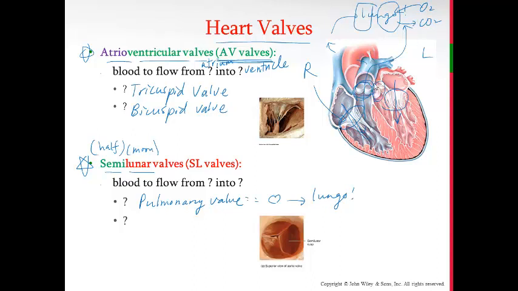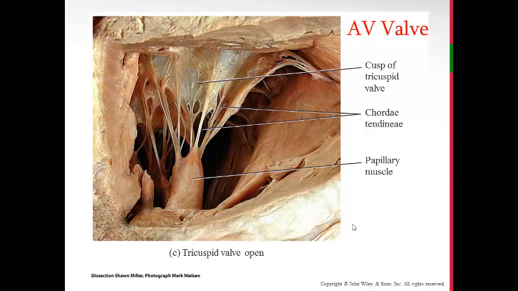Now the other set, right over here, eventually blood will go from the left side chambers all the way to the aorta. So we call that set the aortic valve or aortic semilunar valve. So it allows the blood to go from the heart to the aorta and to the rest of the body. So they're quite important. Now let's take a look at this view.